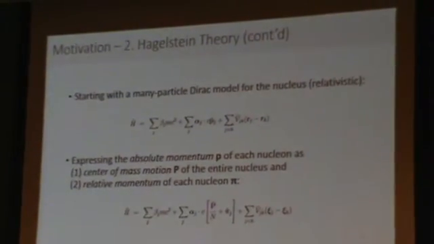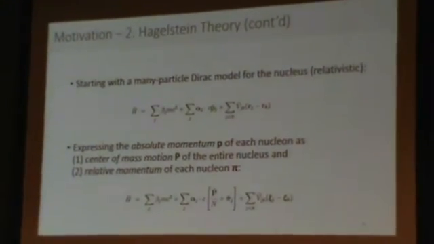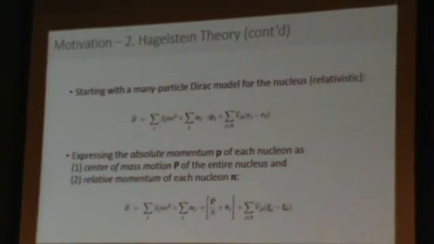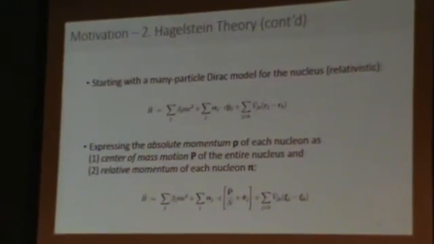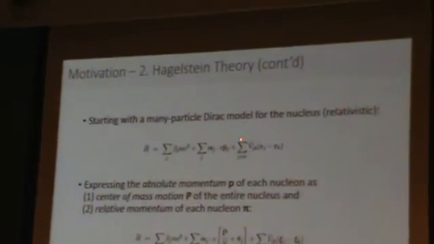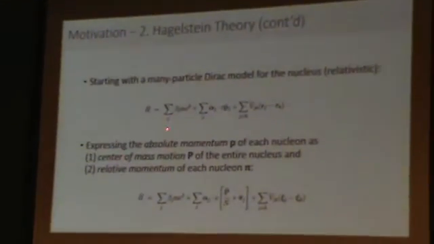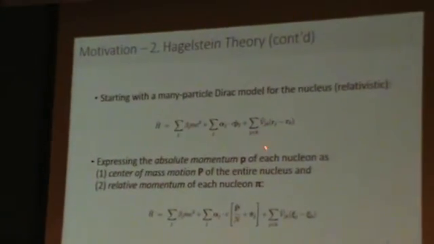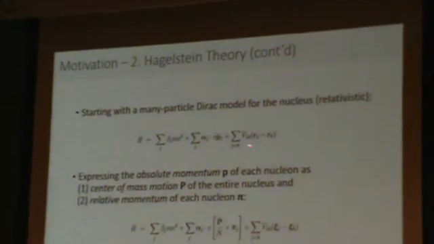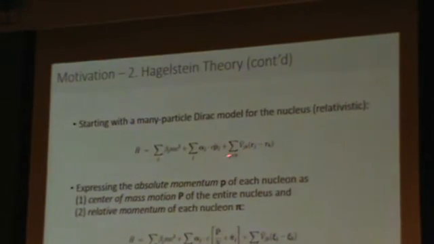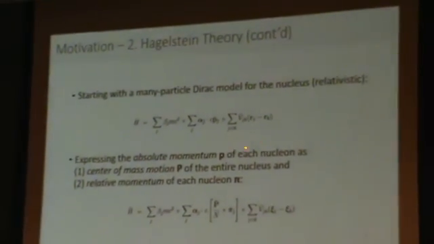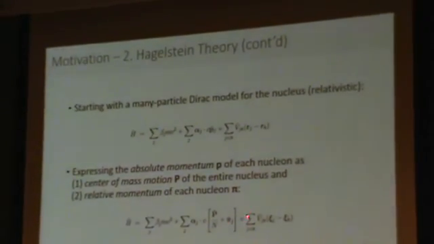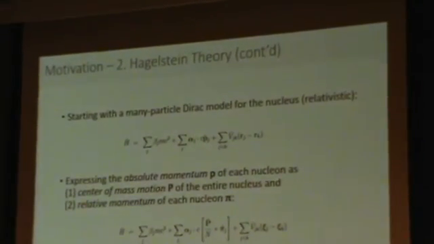So Peter's model, I can only walk through this very quickly. Peter will talk more about his model later. But basically we start with very much a textbook approach. We start with a many-particle Dirac model for the nucleus. So you see here we're summing over all the nucleons, and we have kinetic terms and a nuclear potential term. And to get another layer of detail here, we are splitting up the absolute momentum of the nucleons into center of mass motion and into relative motion of the nucleons.